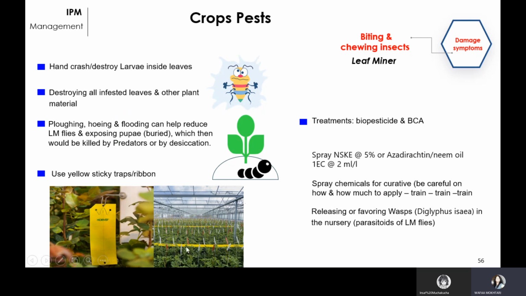Use traps and ribbons to trap the leaf miner fly. You can also use some treatments, biopesticides or BCA, and there are a lot of things to do here. Just know that spraying chemicals is especially for curative purposes, but you should be careful about how and how much to apply. So this is only about training. There are some wasps that are used as biocontrol agents, that actually attack and parasitize the miner larva.